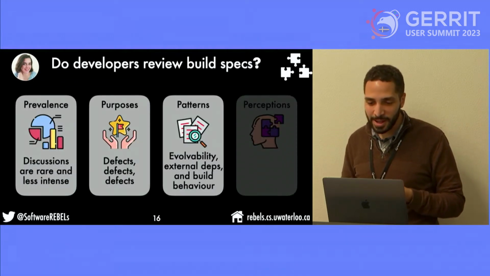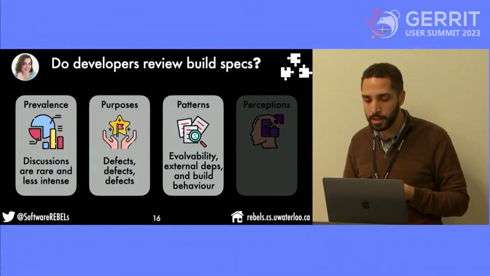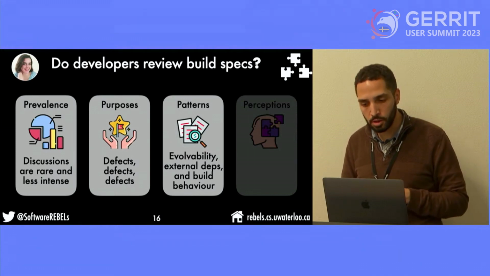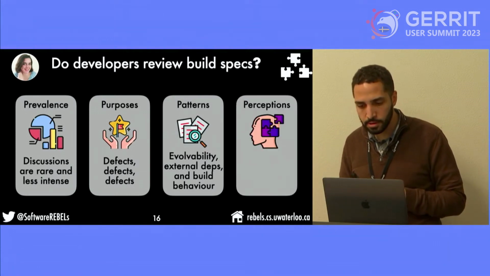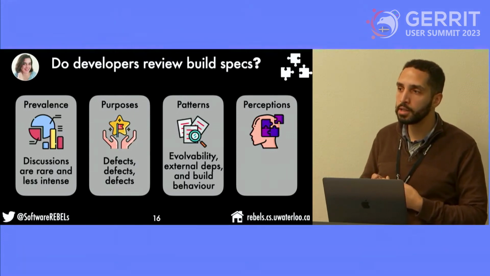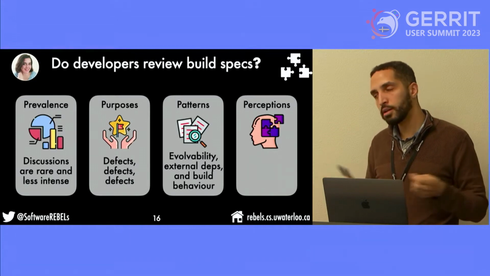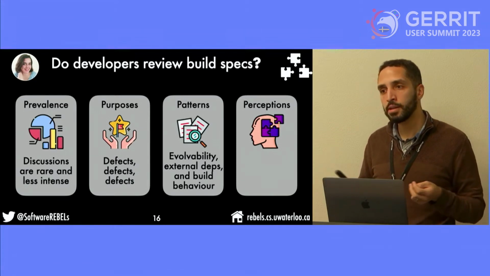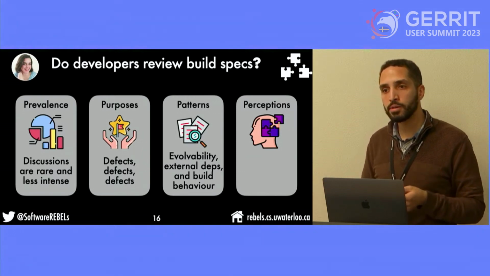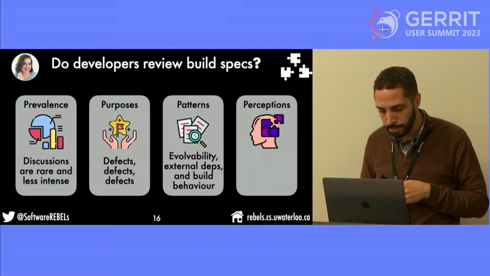What kinds of patterns do we have? Well, we have evolvability, external dependencies, and build behavior kind of driving what's happening during these code reviews. And the last step, we interviewed people from the Qt organization and from Eclipse, some of which have like 40 years of experience in development, to try and ask them what they think code review of build systems is and why we were observing what we're observing.